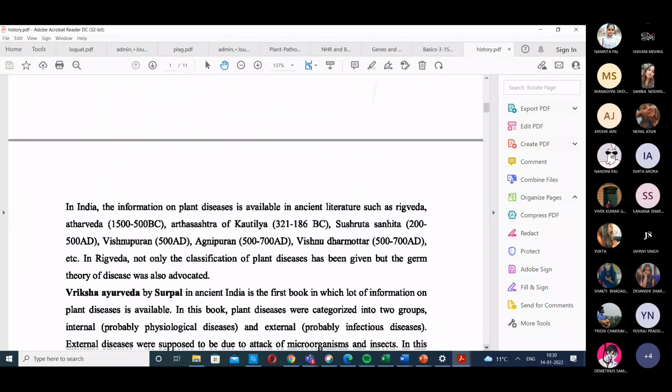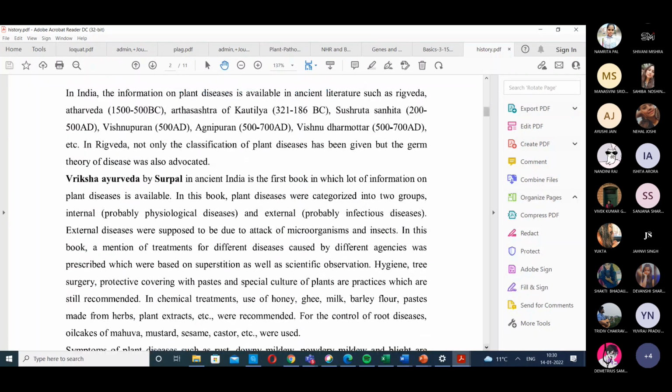Coming to the second page. Okay, so in India again, we all know, right? A lot of information about diseases is mentioned in the Rig Veda, Atharvaveda, or the Shastra of Kautilya also. Then the Sushruta Samhita, and Vishnu Purana, Agni Purana. In all those old writings, we see that there is some mention of plant diseases. And in the Rig Veda, there is not only a classification of plant diseases, but also the germ theory of disease was mentioned, right? And then there was Vriksha Ayurveda by Surapala in ancient India, which is the first book in which a lot of information about plant diseases is given.